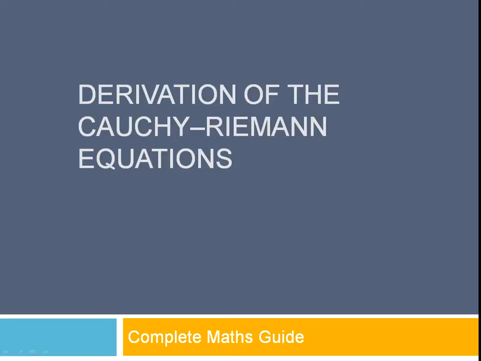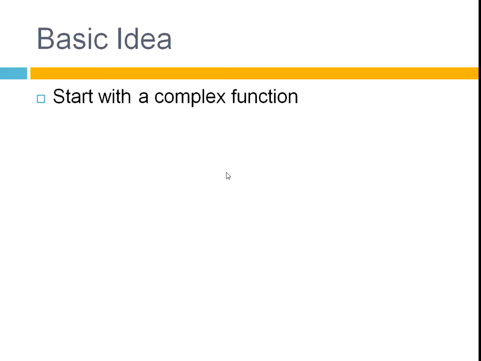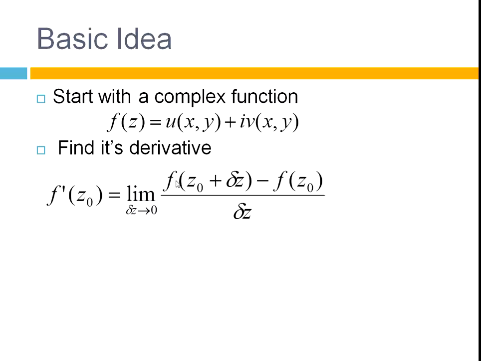In this video I'm going to show you how to derive the Cauchy-Riemann equations from the first principles of differentiation. This should help your understanding of the Cauchy-Riemann equations by knowing exactly where they come from and why they work. So the basic idea, we're starting with a complex function. This is a complex function, just some function plus i times some other function, just call them u and v. Find its derivative. That's from differentiation from first principles.